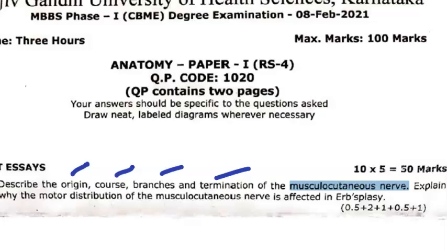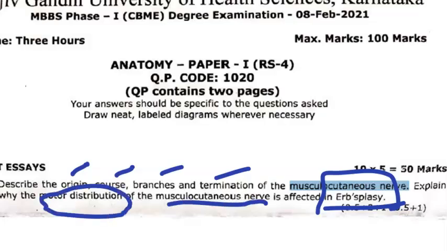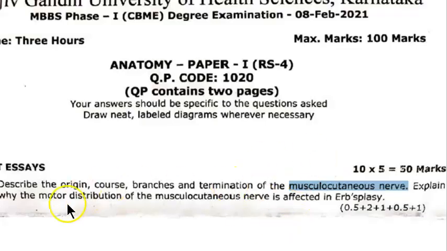Apart from that, one more question they're asking: why is the motor distribution of musculocutaneous nerve affected in Erb's palsy? So they're talking about Erb's palsy, and the motor part of musculocutaneous nerve is affected. Motor means the muscle. The muscles supplied by this nerve seem to be affected by Erb's palsy. They want you to explain.